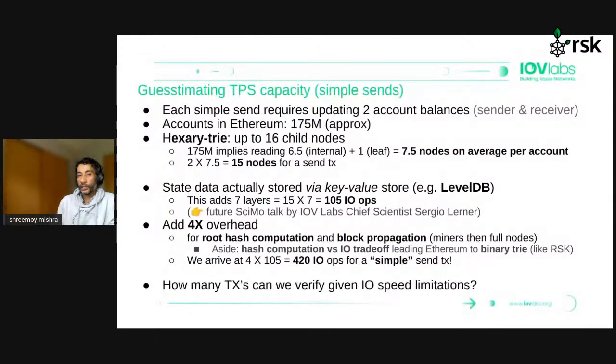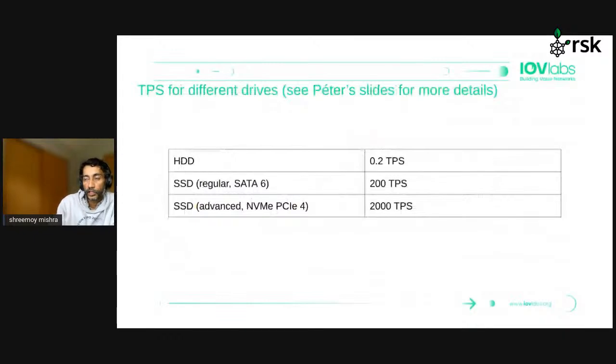If the external drive that I'm storing the blockchain information on is a simple HDD, then the number of transactions we can process is not even 1. It's like 0.2. If you have a reasonably fast SSD, then we can get to 200 transactions per second. And if you use the most advanced SSDs, professional grade, then maybe 2,000 transactions per second. Still less than Visa or MasterCard.